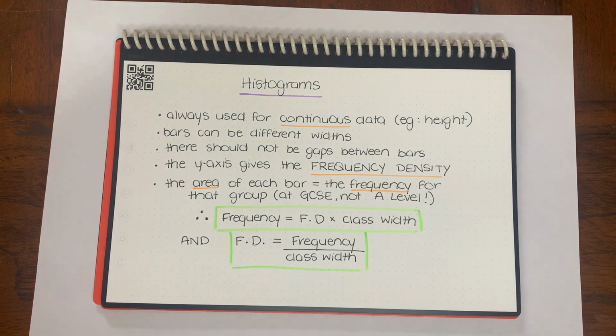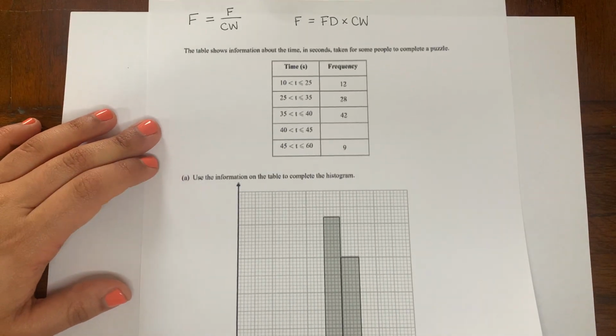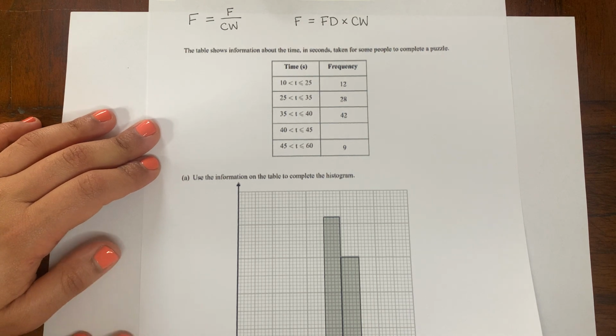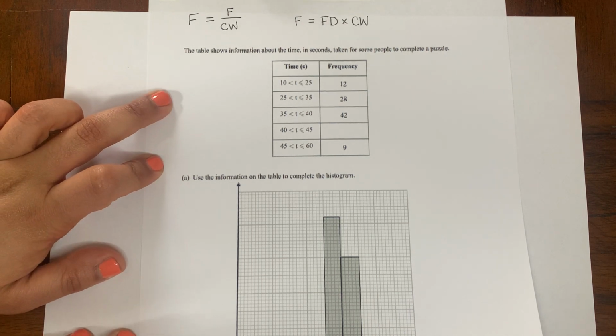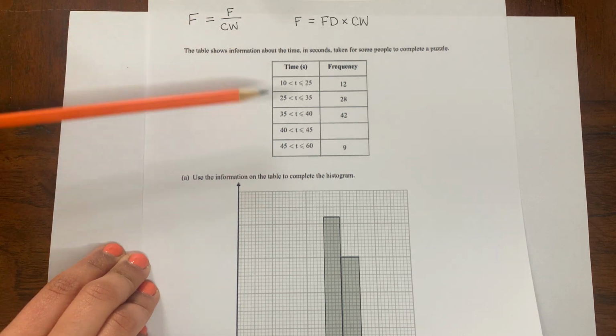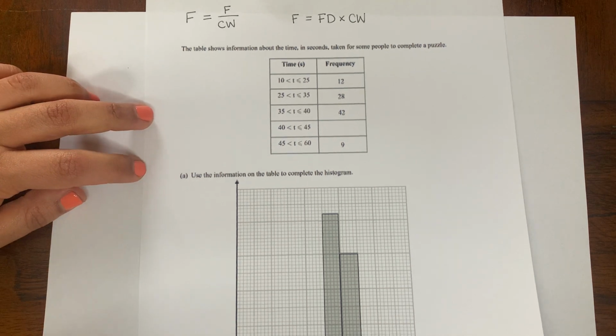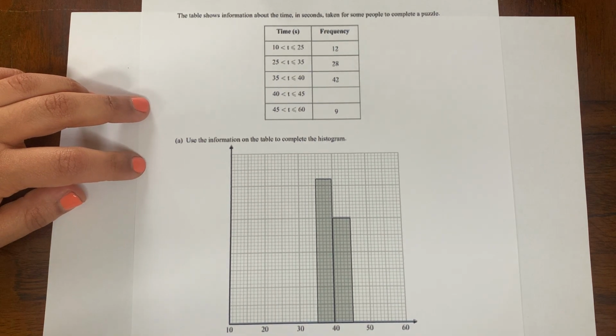So let's have a look at a couple of questions that you might get. The first one is going to ask us to fill in missing information. So I'm told that the table shows information about the time in seconds taken for some people to complete a puzzle. You'll notice that I've got some missing data here, and then in my histogram I've also got some missing data. So I'm going to have to do a little bit of working out here.